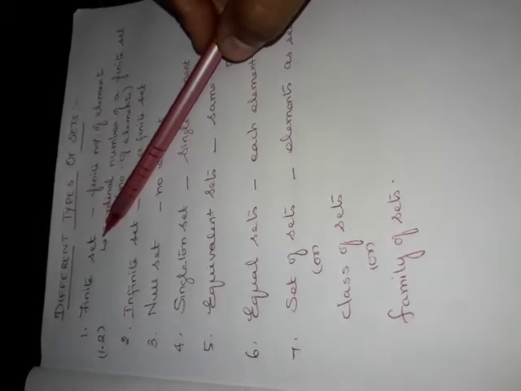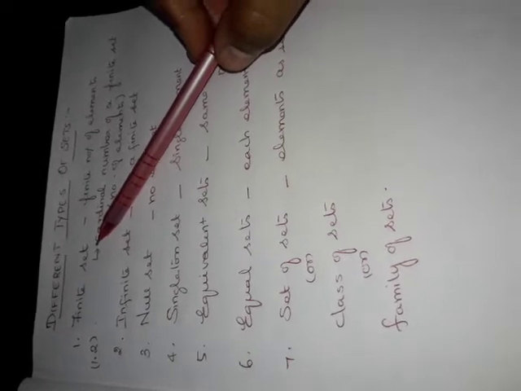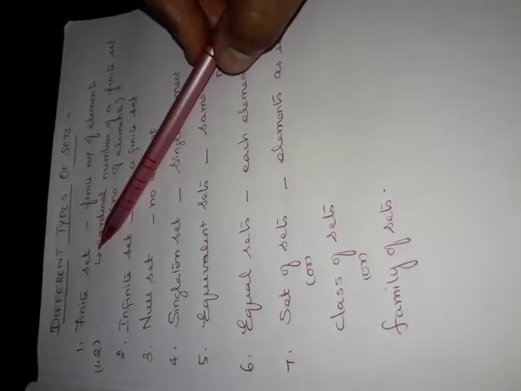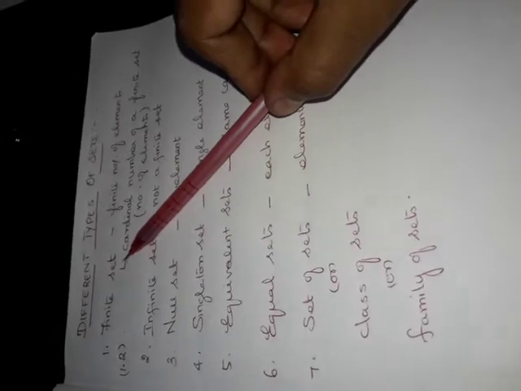First one is finite set. From the name itself, you can understand what type of set it could be, right? Finite set means it will have only a finite number of elements. As we saw in some examples in the previous topics, like vowels in English alphabets. How many elements does the set have? A, E, I, O, U. It's finite, only 5 elements, right? So if a set has a finite number of elements, then it is called a finite set.